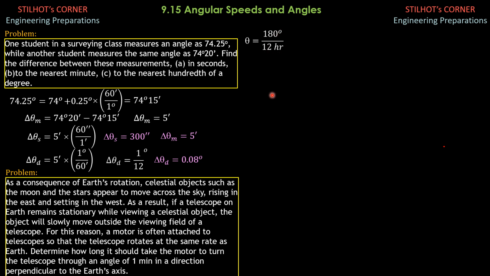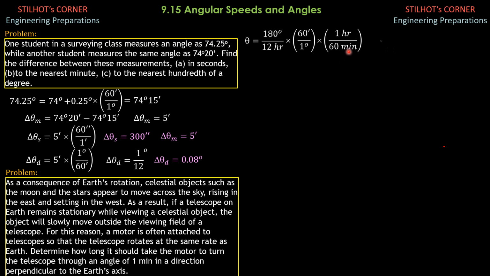The sun, for example, rises in the east and sets in the west, so that's 180 degrees, and that corresponds to 12 hours. So for instance, 6 a.m. to 6 p.m. So that's 12 hours. Then we multiply this by 60 minutes per degree, and then 1 hour per 60 minutes.